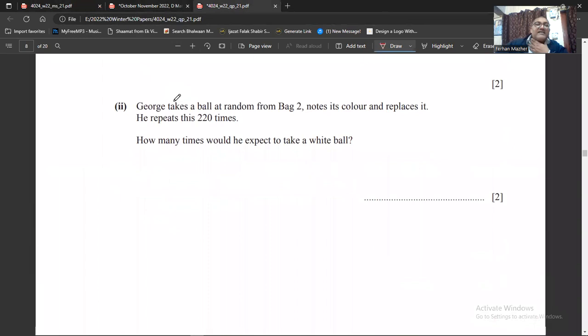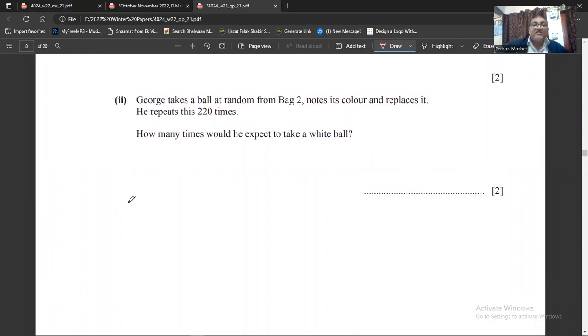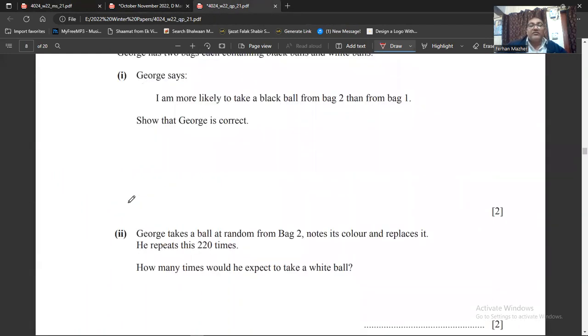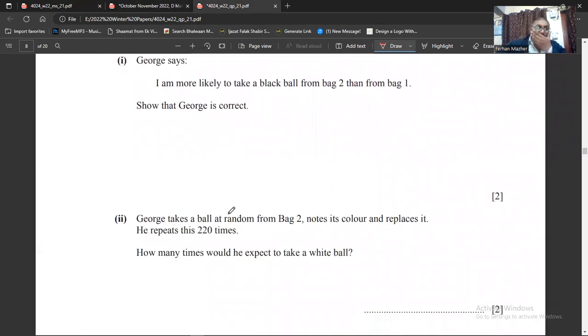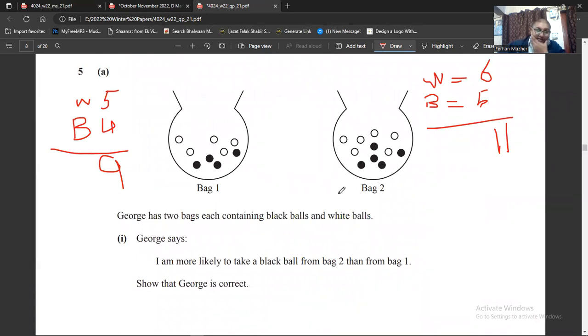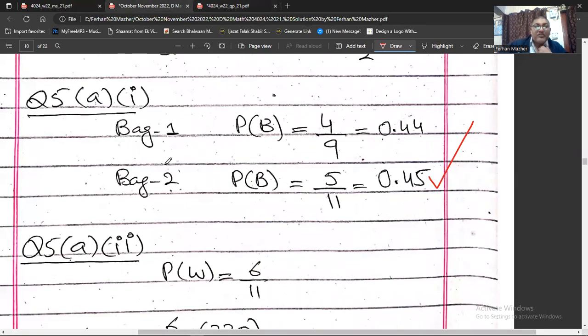I hope you understand. He said George takes a ball at random from bag 2, notes its color, and replaces it, repeats this 220 times. Okay, so they are working with the black bag number 2. How many times would you expect? So from here, white balls, 1, 2, 3, 4. The white balls are 6 by 11. So out of 220 times, how many white balls are possible?